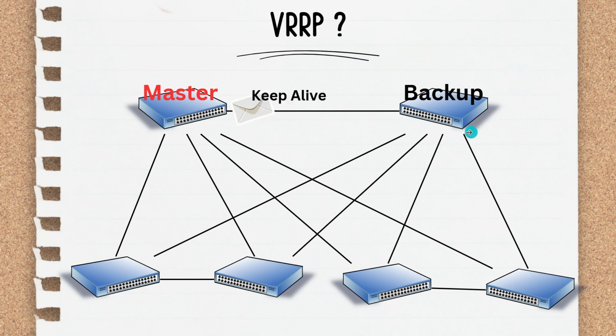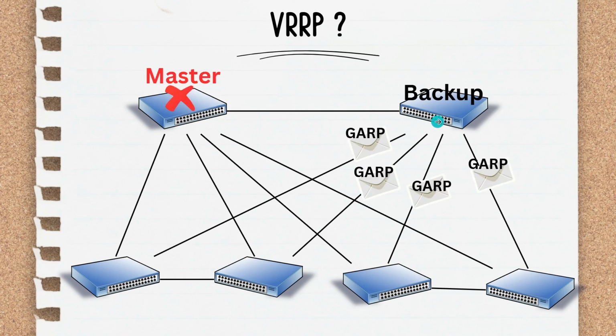So the master will send something called keep alive messages to the backup device, and this is just an analogy. You can have multiple backup devices, so this keep alive message will be sent to all those backup devices. And whenever the master fails, there will be no keep alive message between the master and backup, obviously because the master has failed. So after some point of time, let's say the backup didn't receive the keep alive messages. In that case, what will the backup device do?